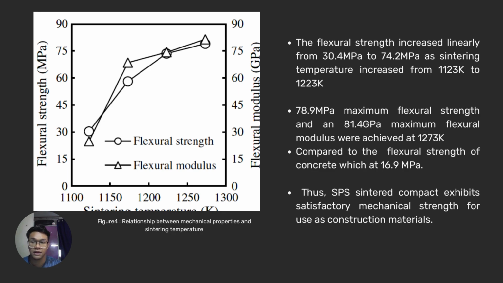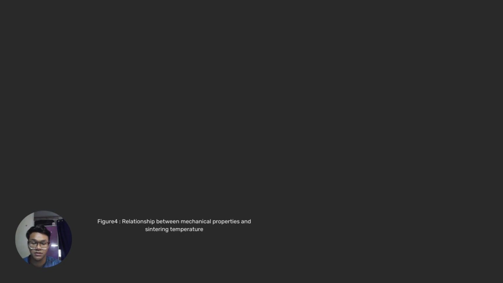So again, we can conclude that the SPS method is better than the normal concrete method because we can achieve a higher flexural strength using the SPS method. Thus, the SPS sintered compact exhibits satisfactory mechanical strength for use as construction material.